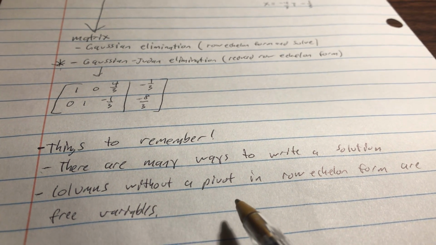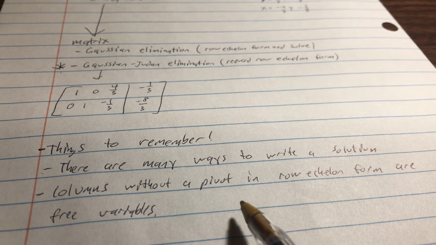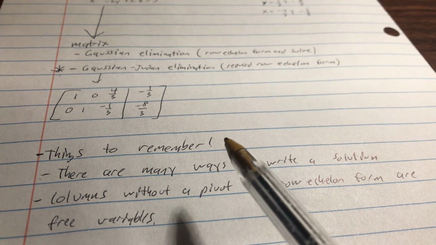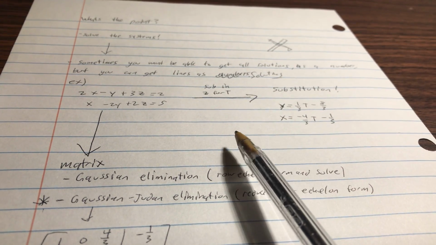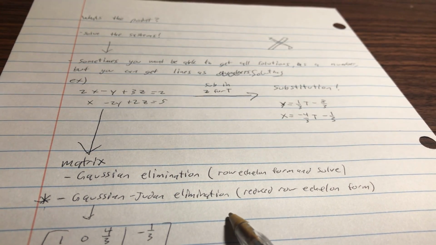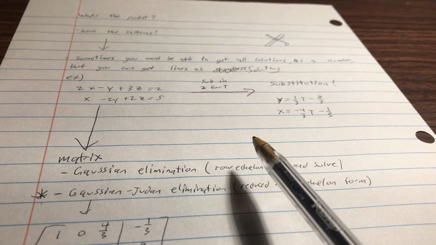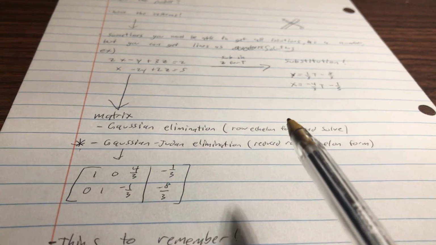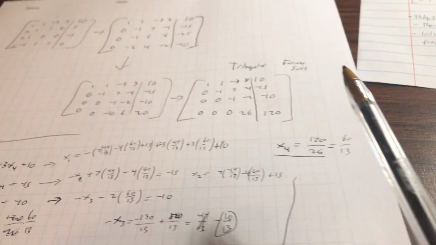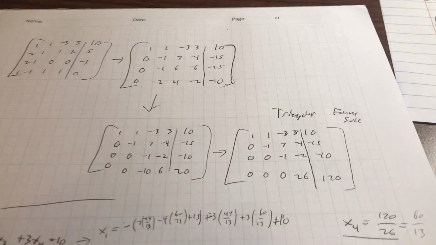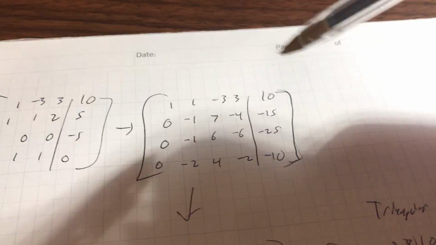Columns without a pivot in row echelon form are free variables, okay? Meaning they are just the equation. So like up here, z was a free variable, meaning there was no exact value for it. It is free to be whatever it wants to be. It's a very liberal z. Okay, so let's start with this.